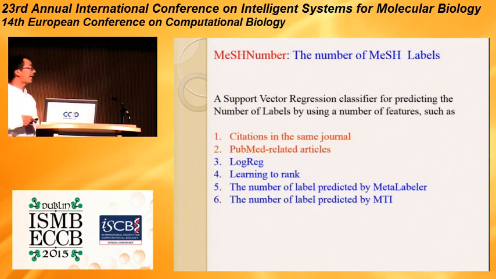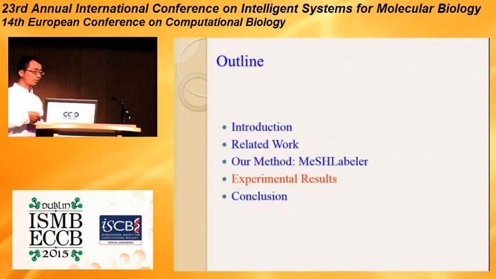And for MeSHNumber, actually we also use a lot of features. The two most important features are the number of MeSH terms of the citations in the same target journal, and also the number of MeSH terms in similar articles. These two are the most important. The other four are less important. Because we don't have a very long time to talk about the details, you can check the paper. Anyway, this is the most important part of our method.